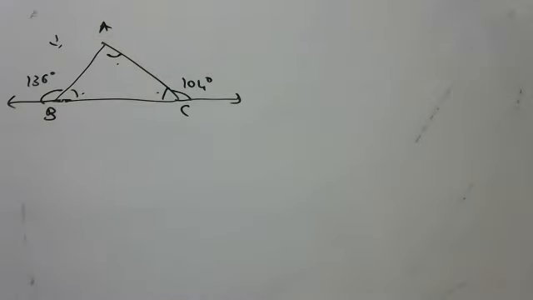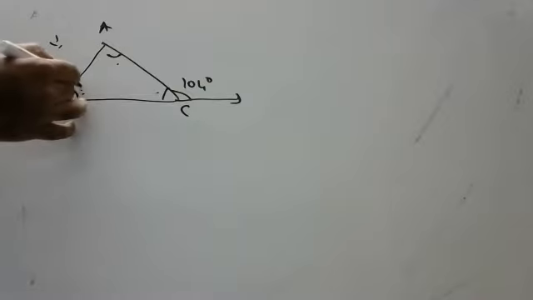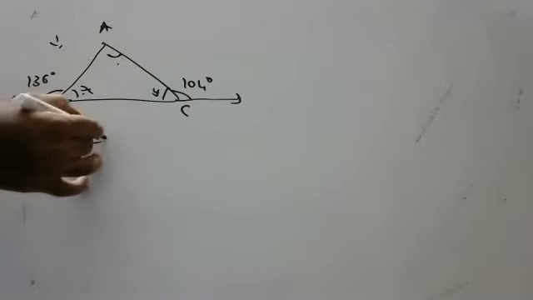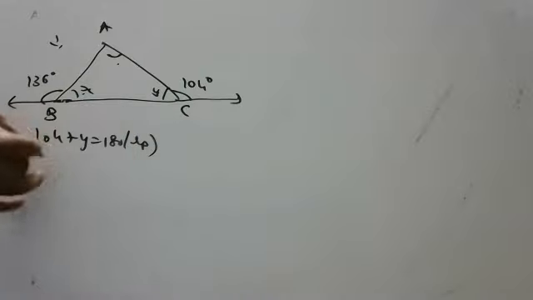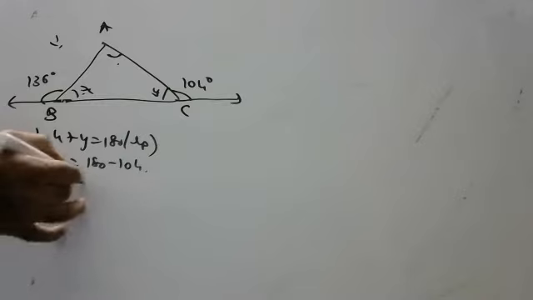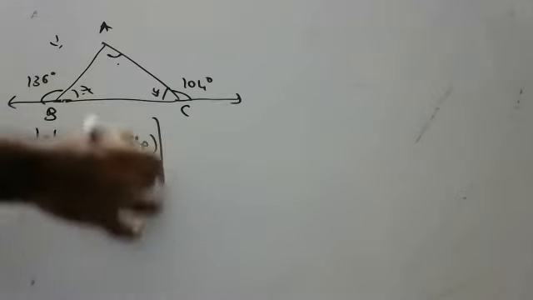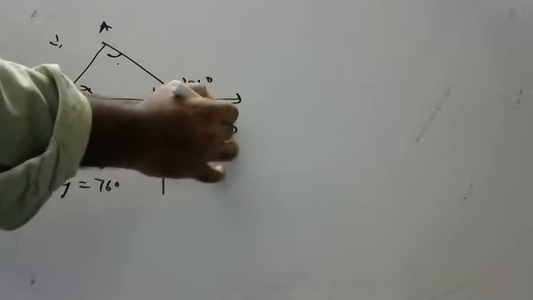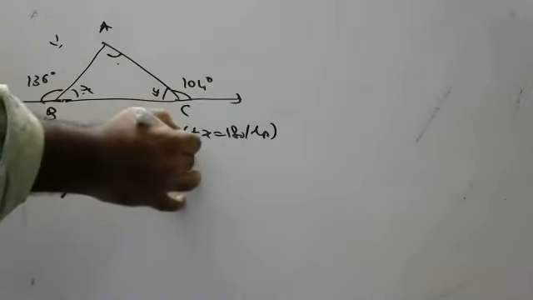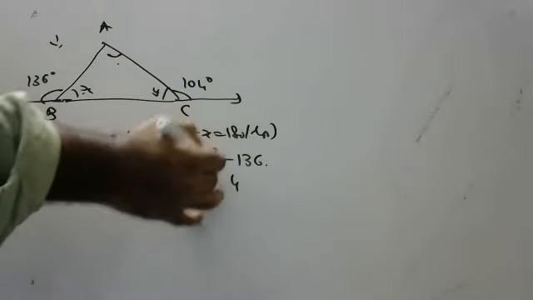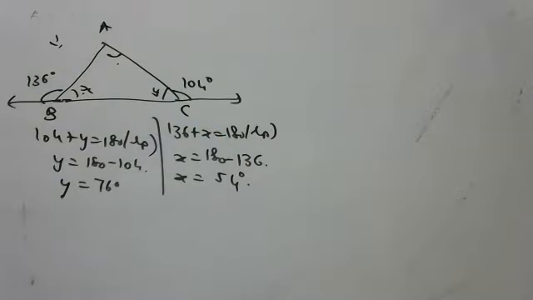Sir, can I try? Yeah, tell us. Sir, 104 plus y is equal to 180 degrees, linear pair. Y is equal to 180 minus 104, y is equal to 76. Also 136 plus x is equal to 180 degrees, linear pair. X is equal to 180 minus 136, x is equal to 44 degrees.